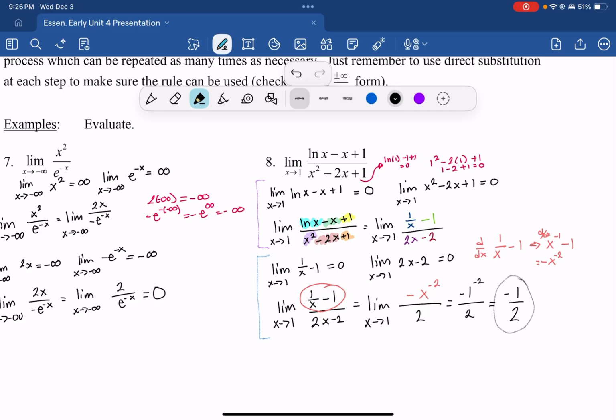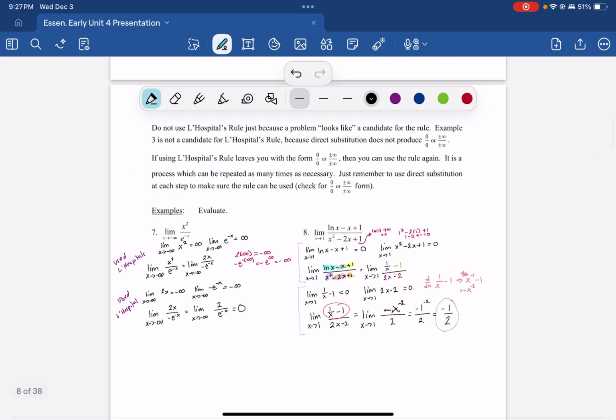But ultimately, I need all of that work, all that stuff that I wrote in my black here. That is all the stuff I need for this problem. The stuff I wrote in pink is essentially my scratch work or my thought process, which is totally acceptable to do. We just have to make sure we have the other pieces also. Okay, so that's L'Hopital's.